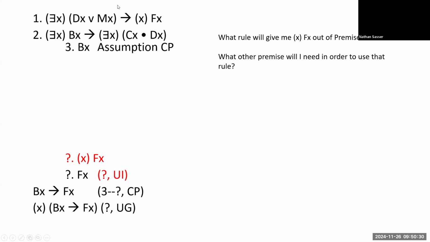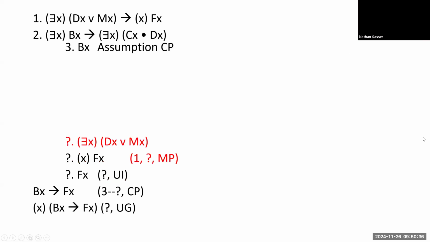What other premise are you going to need in order to use that rule? Well, you're going to need the antecedent of the conditional statement, right? That you're trying to get it out of. So here's what you're going to need. Somehow we're going to prove the antecedent of premise one. And then modus ponens will give us for all x Fx.